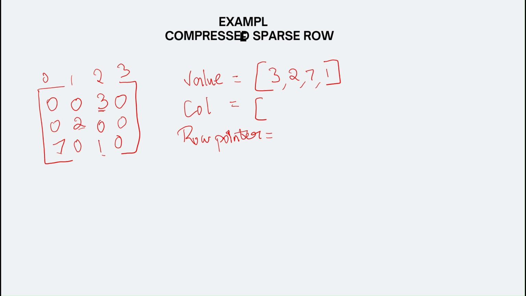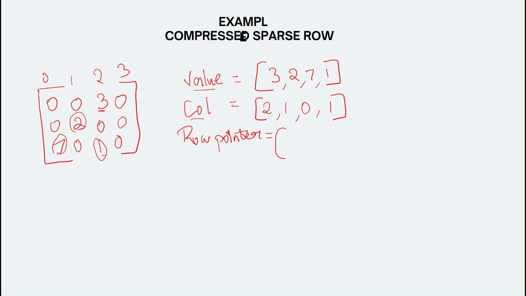So the first element is on the second column. So 2. And the element number 2 is on first column, 1. The element 7 is on 0 and 1 is on 1. Now we have represented the value and column.